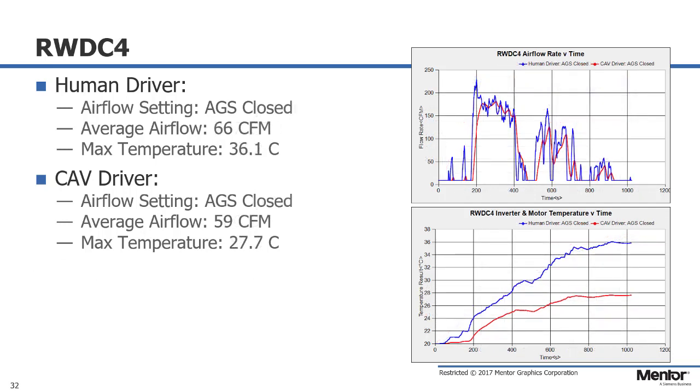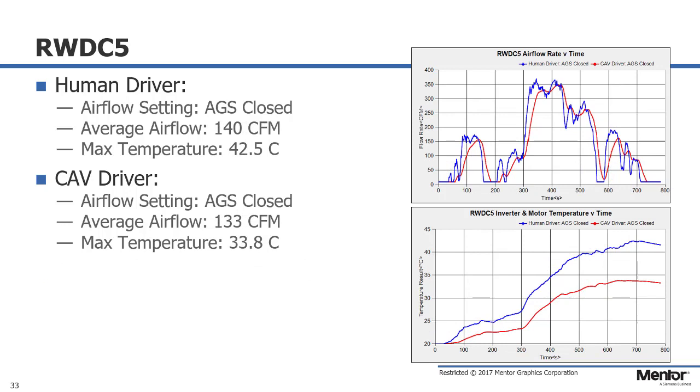If we look at rear-wheel drive cycle 4, it's similar again to the first one we looked at, where with both the human driver and the autonomous vehicle driver, we were able to keep the AGS closed and easily maintain temperatures at the power inverter module and the motor far, far below the 60 degrees C. That being said, by using the autonomous vehicle driver, because of the reduced aggressiveness in the acceleration deceleration, we still did end up with an airflow reduction of almost 11%.